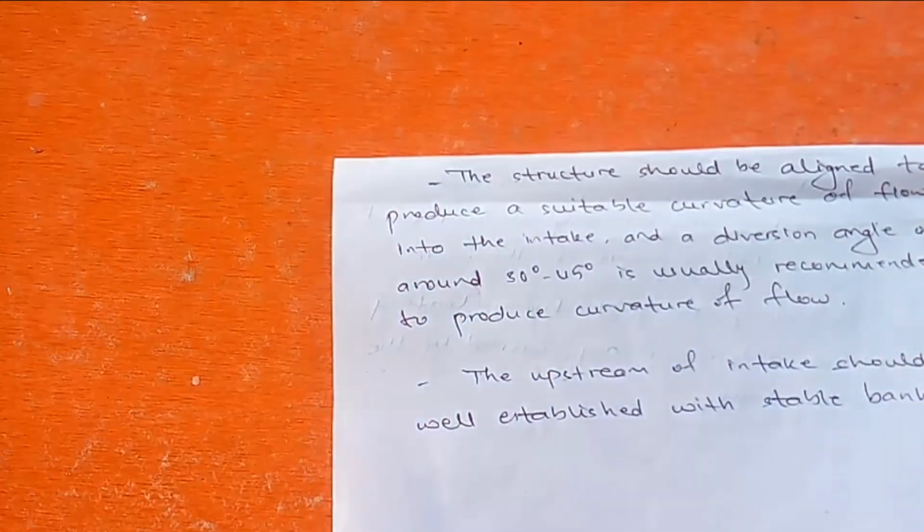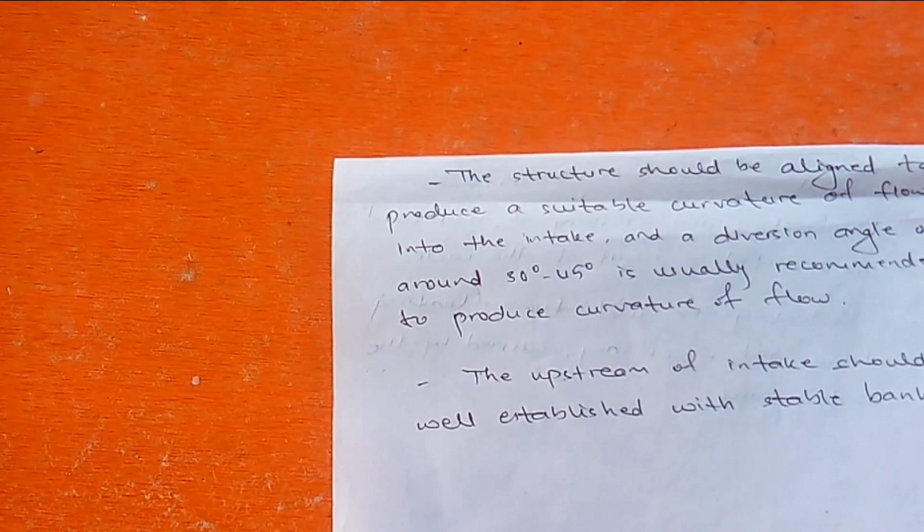And you can see point number 3. The structure should be aligned to produce a suitable curvature of flow into the intake, and a diversion angle of around 30 to 45 degrees is usually recommended to produce the curvature of flow. This point is trying to say that the diversion angle of the intake should be between 30 and 45 degrees in order to produce the curvature of flow.